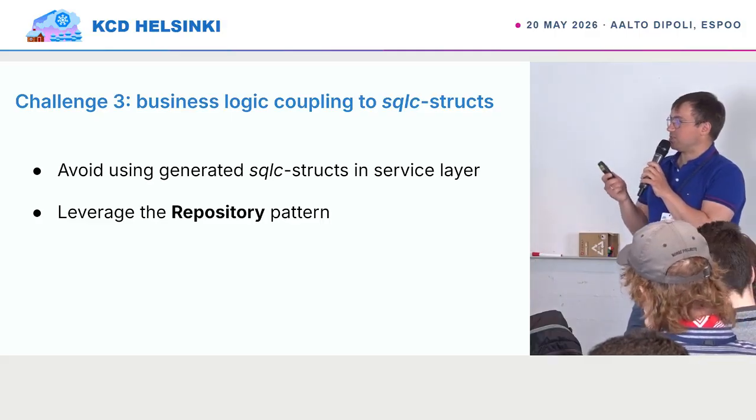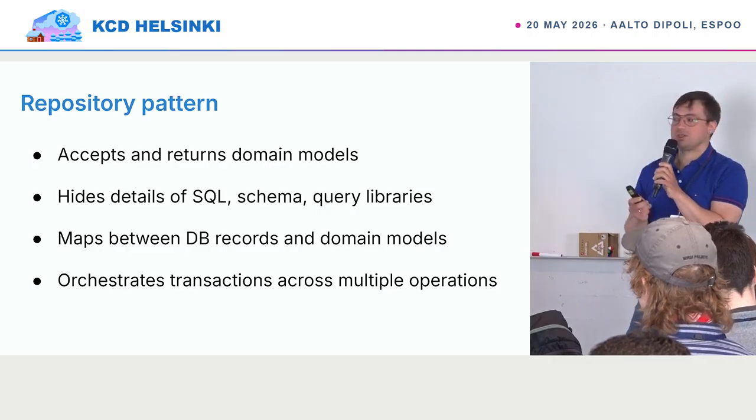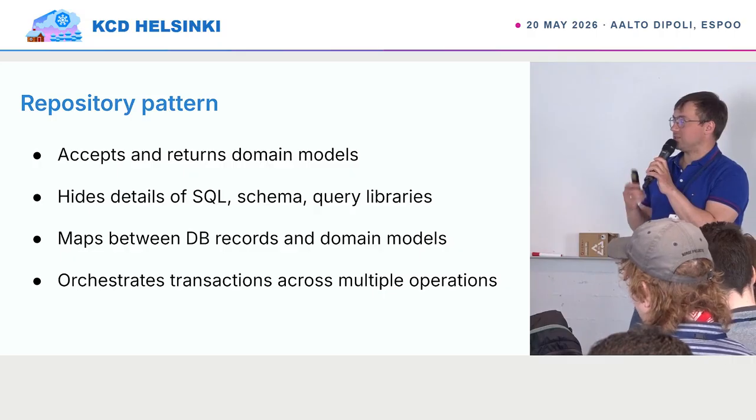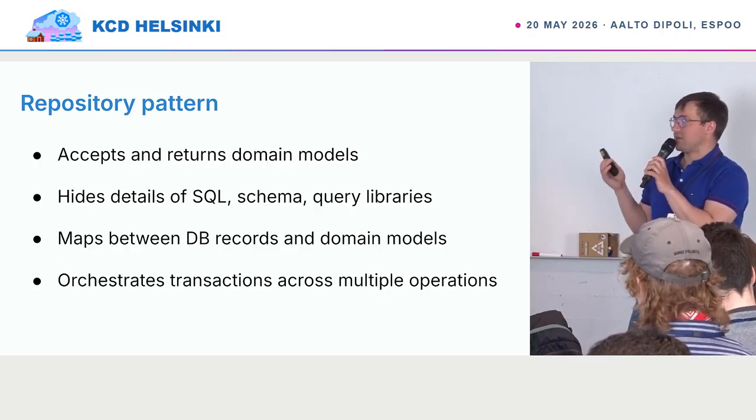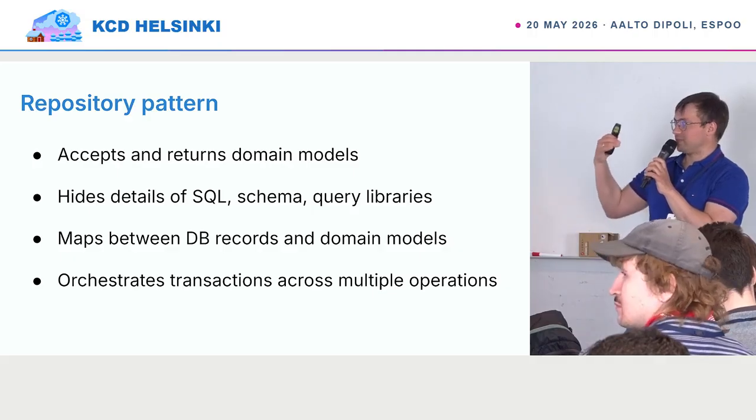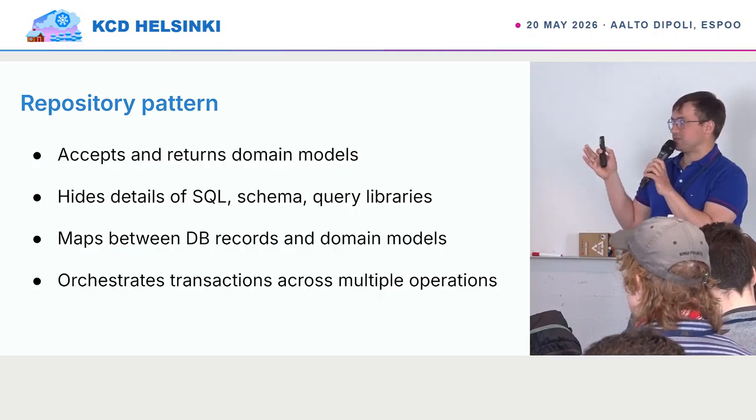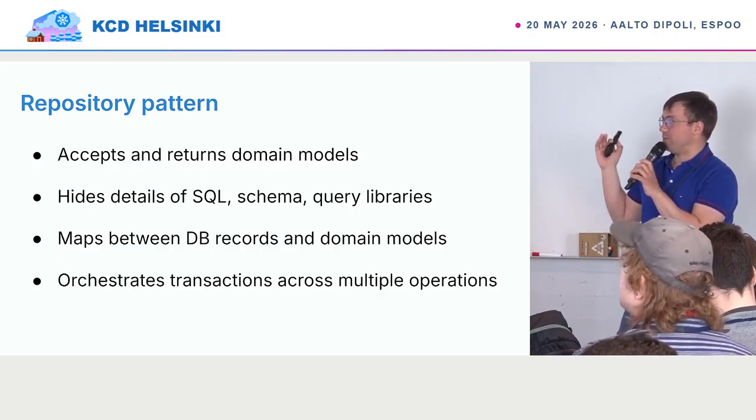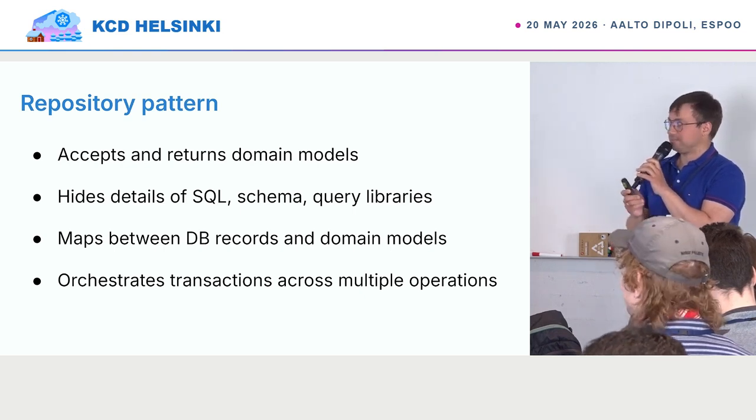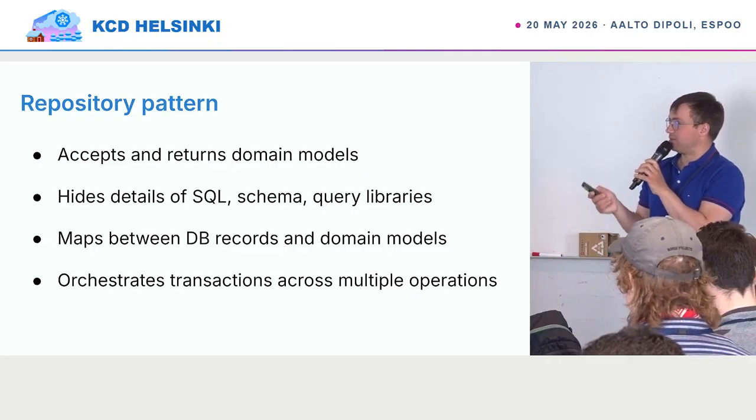For that, we can leverage a repository pattern. And what is a repository? It accepts and returns only domain models. It hides details of SQL queries, the schema, and the libraries which are used. Before returning and when accepting, it does the mapping between database records, in our case SQL generated structs, and domain models. It can also orchestrate multiple operations into one transaction within the same repository method.